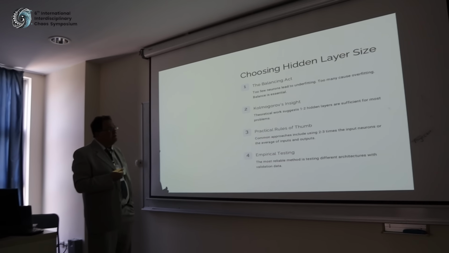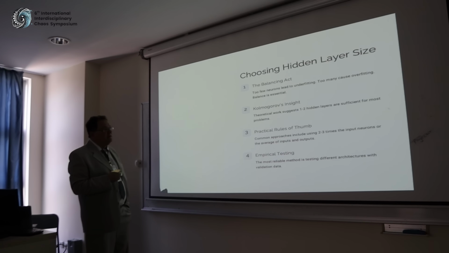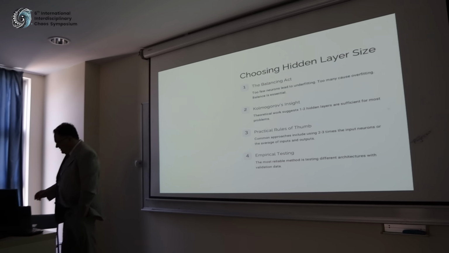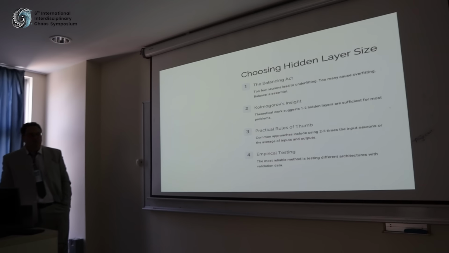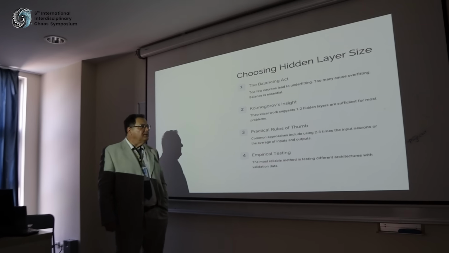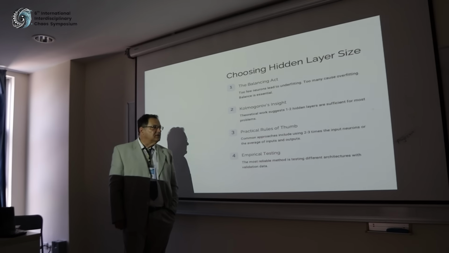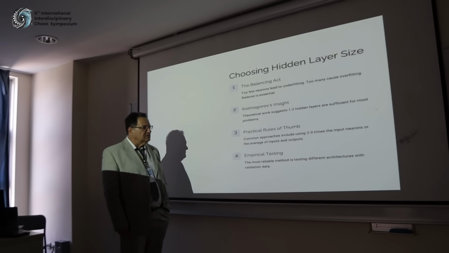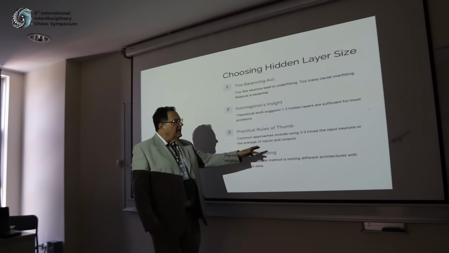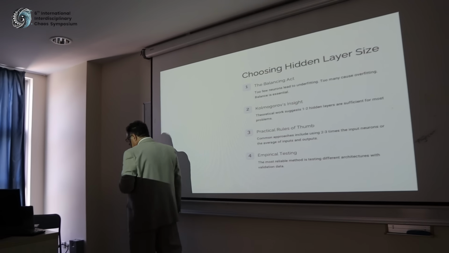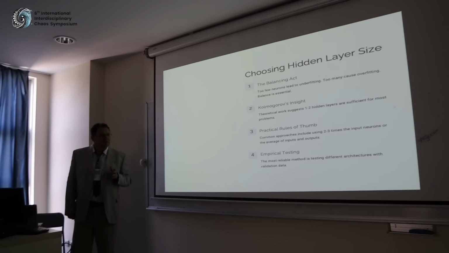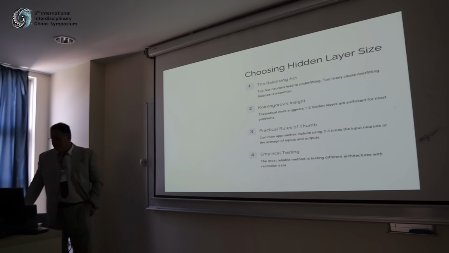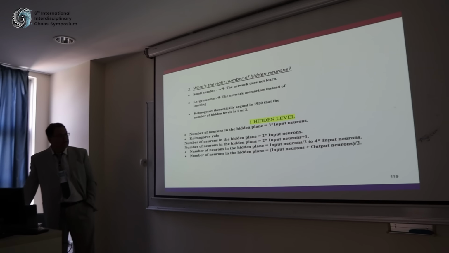Kolmogorov's theorem theoretically suggests that one or two hidden layers are sufficient for most problems, but it is not always true. Practical rules of thumb: common approaches use 2 or 3 times the input neurons, or the average of inputs and outputs. We'll see next what it means. So if I have 5 inputs, I will construct a neural network with a hidden layer that has 10 or 15 hidden neurons.